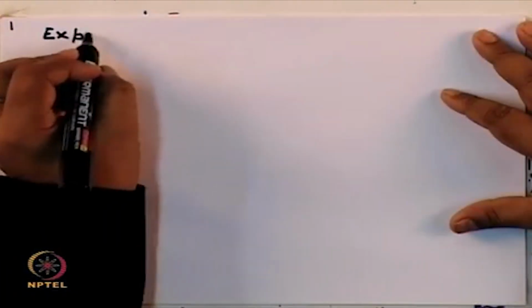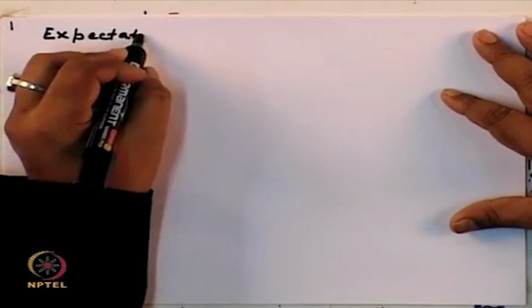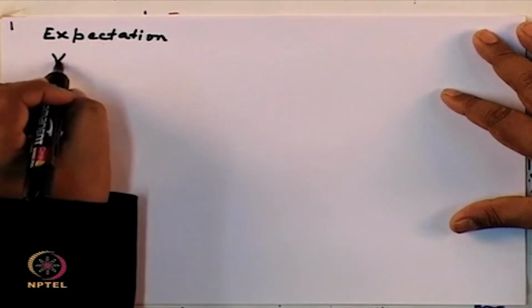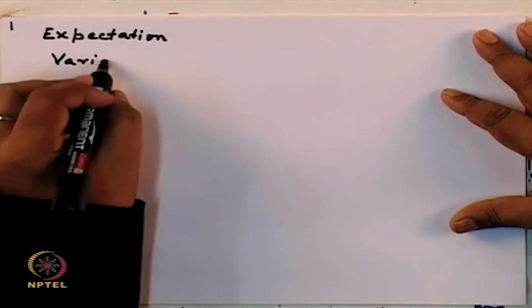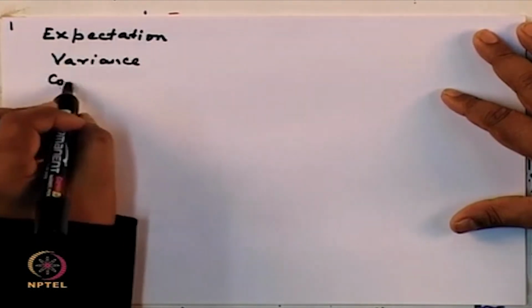We will begin by having a brief recap of what was covered in the previous class. One of the most important concepts we had introduced in last class was the concept of expectation, and variance, and covariance.